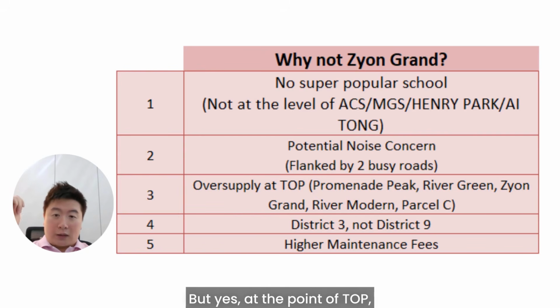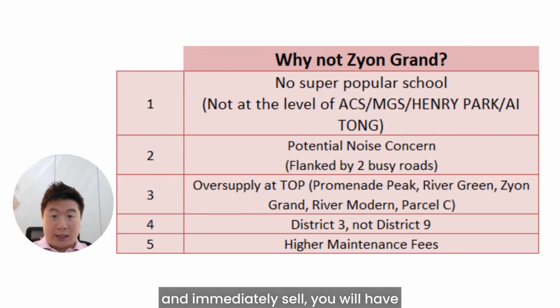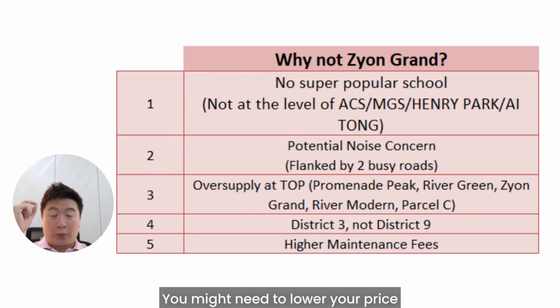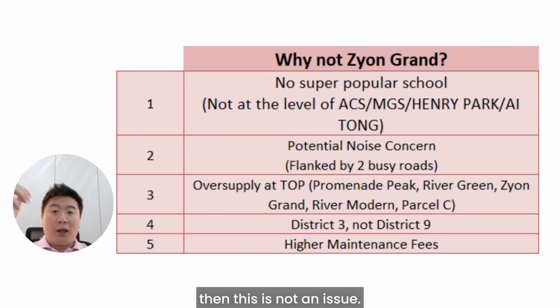But yes, at the point of TOP, if you're looking to flip and immediately sell, you would have a bit of an oversupply issue. You might need to lower your price to sell fast, things like that. Obviously, if you're holding it for longer term, maybe own stay or for some reason you want to do rental, right? Then this is not an issue. Number three will not be an issue then.